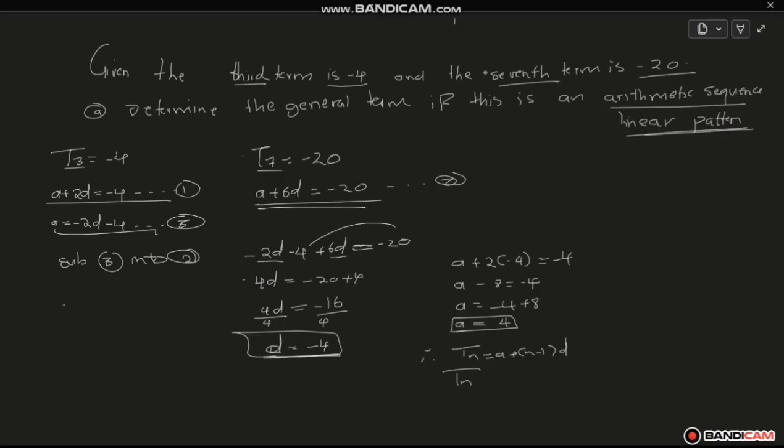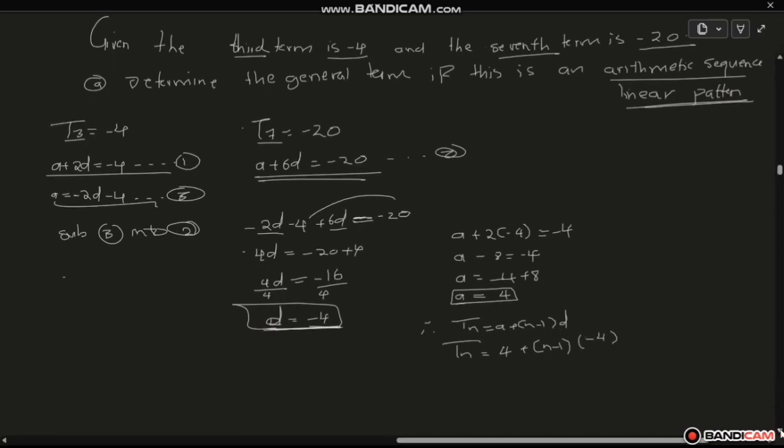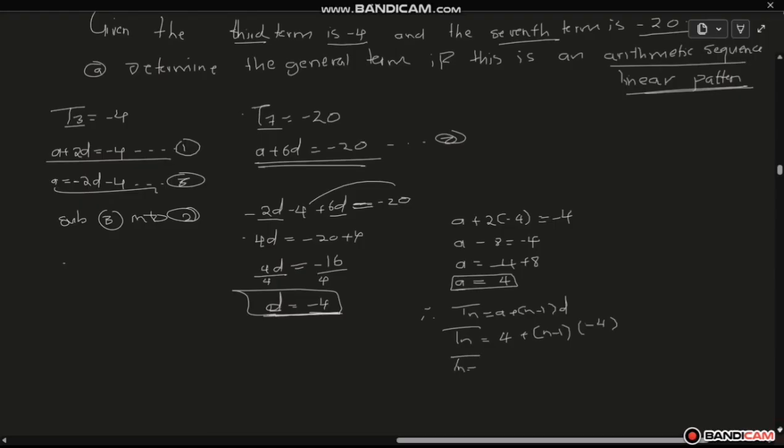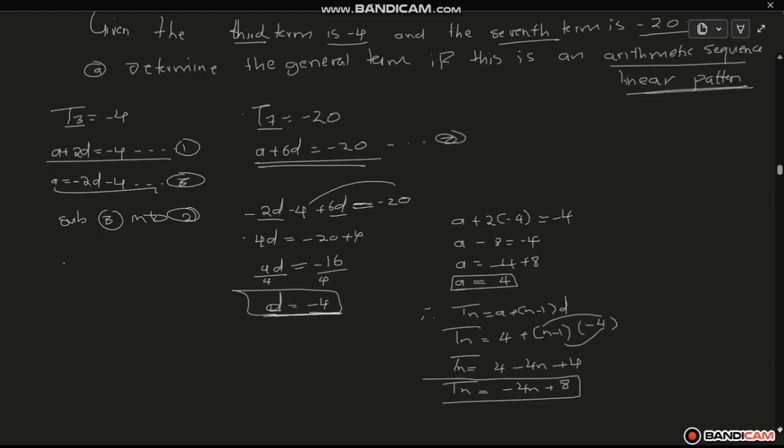Therefore, Tn equal to a. What is a? We have 4 plus n minus 1. Then d is negative 4. Then you simplify it further. You'll have Tn equal to 4 minus 4n plus 4, right? It will be plus 4 because negative times negative is positive. Tn equal to negative 4n plus 8. This is our general term. So this is how you do it when you're given two values and you're asked to find a general term. They can ask you to find d or whatever.